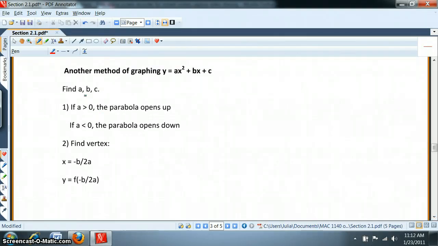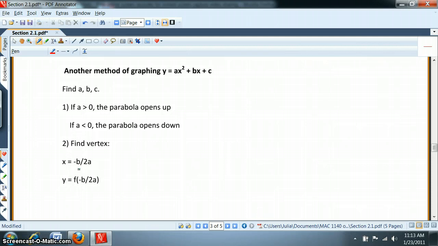I call it the 5-step method. If we can find A, B, and C, if your equation is in descending order, x squared, x, and then the constant, then each one of those A, B, and C constants tells us something about the graph. For example, A tells us if it's positive or negative. It tells us whether reflection occurs. So if A is positive, it opens up. Negative, it opens down. That's where reflection occurs.